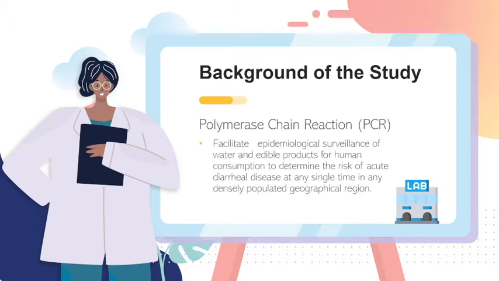Polymerase chain reaction or PCR may facilitate epidemiological surveillance of water and edible products for human consumption to determine the risk of acute diarrheal disease at any single time in any densely populated geographical region. However, the sensitivity of PCR can be influenced by physical dilutions of the samples, and this can be substantiated by coupling PCR with the enrichment step. Enrichment can lower the detection limit and dilute the inhibitory substances present in the sample and may also reduce the possibility of detecting dead cells.